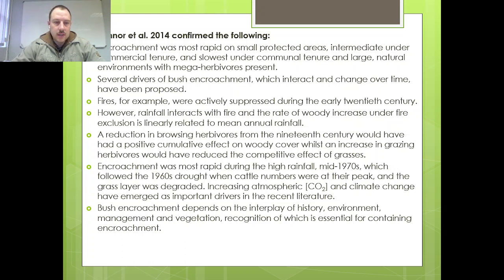So we spoke about this earlier. Encroachment was most rapid during the high rainfall mid-1970s, which followed the 1960s drought, when cattle numbers were at their peak and the grass layer was degraded. Increasing atmospheric CO2 and climate change has emerged as important drivers in the recent literature. Bush encroachment depends on the interplay of history, environment, management, and vegetation, and the recognition of which is essential for containing encroachment.